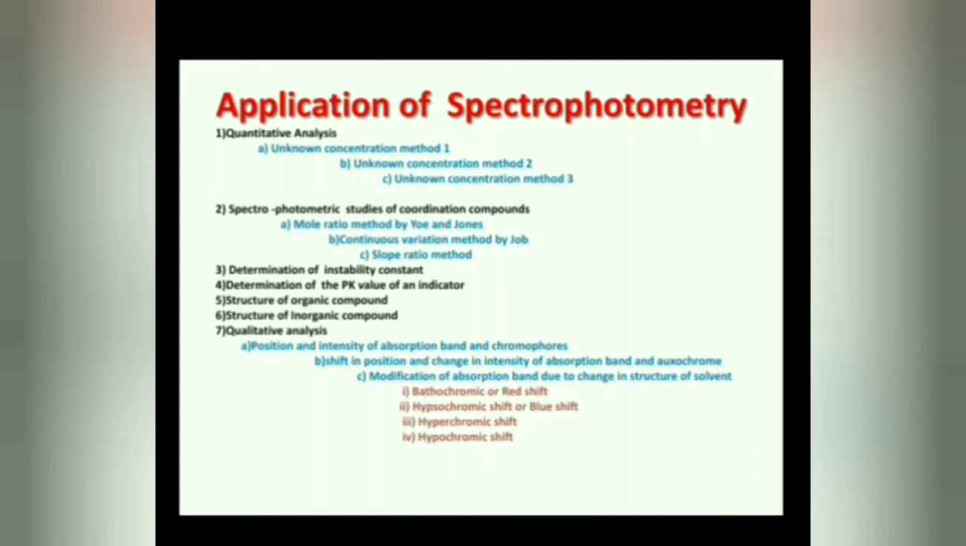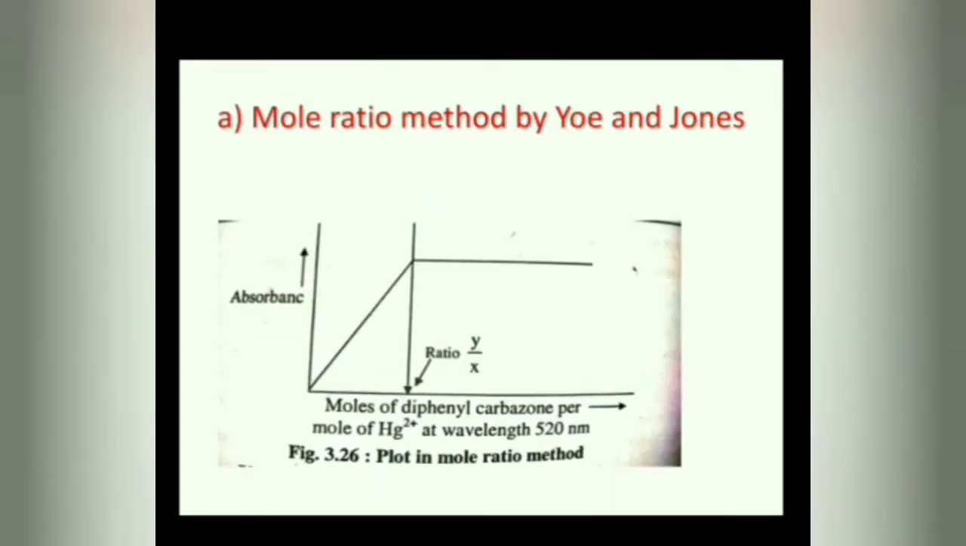Okay, let us see the second application of the spectrophotometer, that is the spectrophotometric study of coordination compounds. In that, there are generally three useful methods. Let us see the first method, the mole ratio method, which was invented by Yoe and Jones. In this method, a series of solutions is prepared in which the concentration of either the metal ion or the ligand is kept constant.